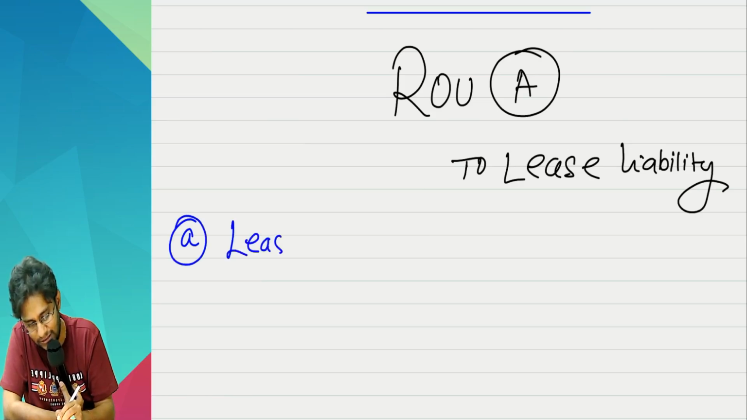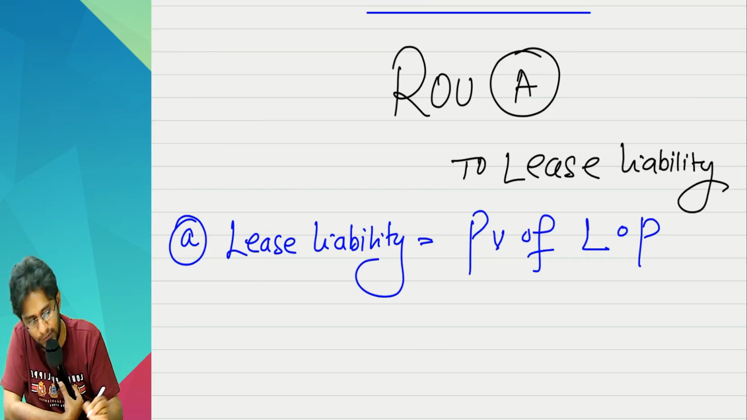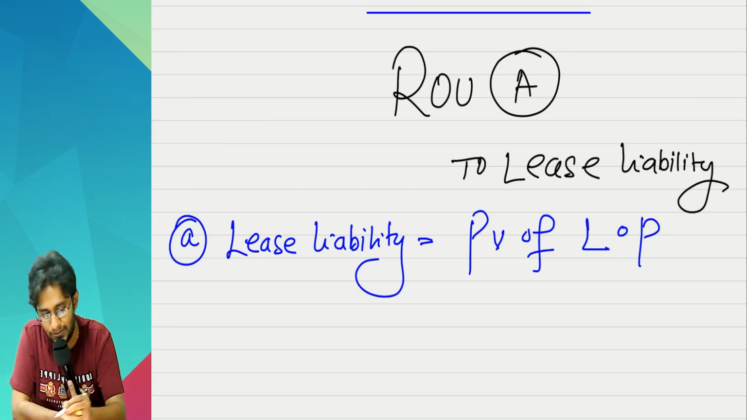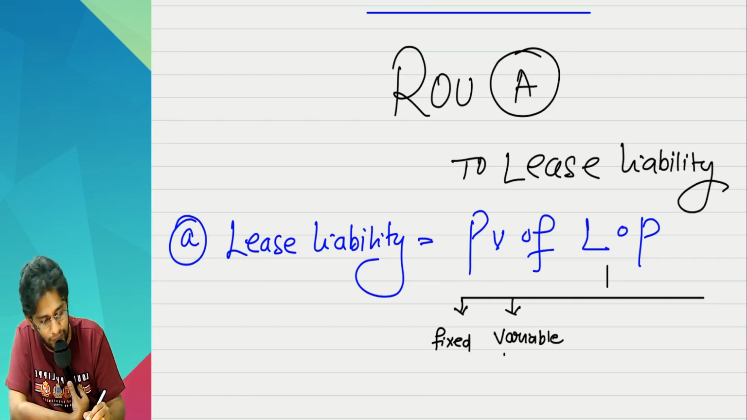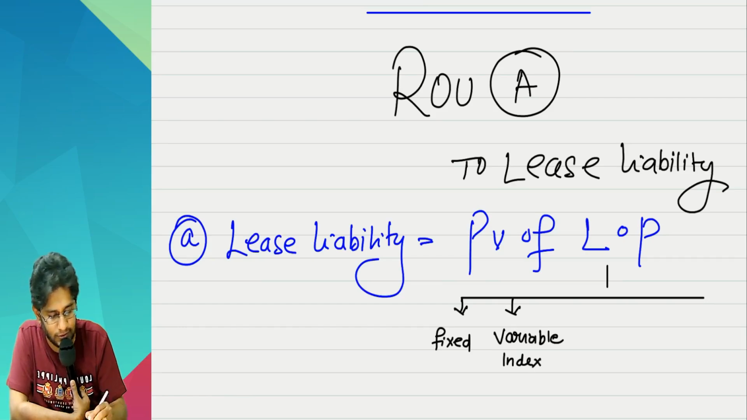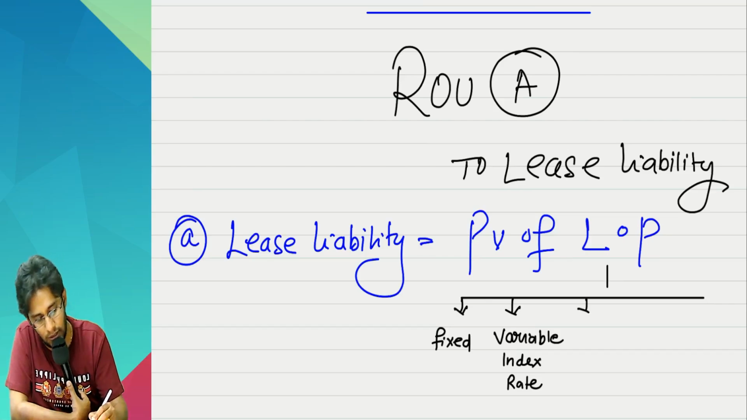First one, he says that lease liability should be measured at present value of lease payments. That's it. Sir, what do lease payments mean? Just now we discussed: lease payments include fixed lease payments. It includes not every variable payment, only those based on an index or some benchmark interest rate. It includes the option price to buy.